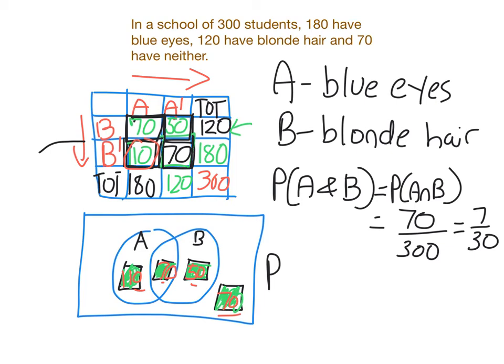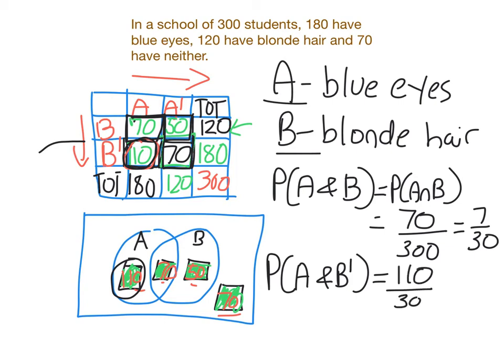Okay, what is the probability that they have blue eyes and they do not have blonde hair? Okay, so blue eyes but not blonde hair means they're in A but they're not in B. We look here, or we look here, gives us the same information. There are 110 to choose from out of 300 in total. So that's 11 over 30.